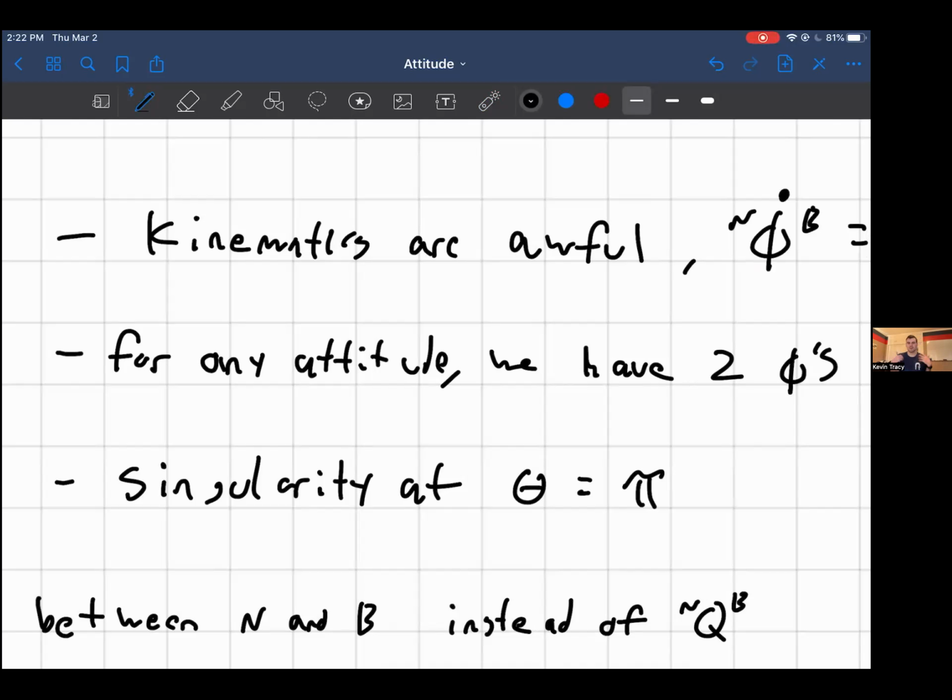What this means is that if I'm actually using this to not keep track of attitude, but to keep track of a rotation, like I'm spinning an object, I really don't want this thing to go greater than pi. Because once it goes greater than pi, I now have multiple different phis that all describe that same attitude.